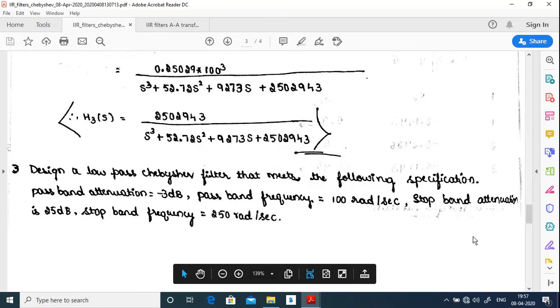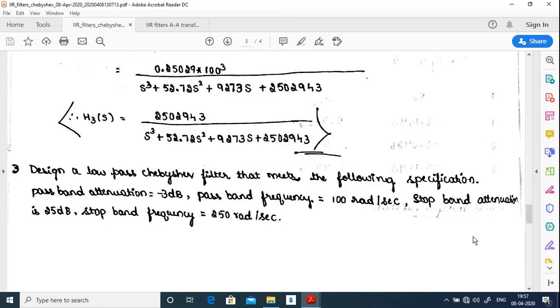So hope you can understand the changes that you are making in problem 3. Both are one and the same. The only thing is the way they represent it, either with the help of pass band frequency or with the help of upper cutoff frequency. That is the only change, right? Terms are differing here. So thank you.